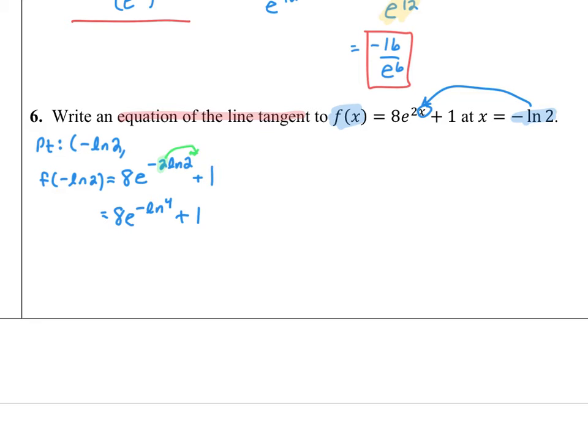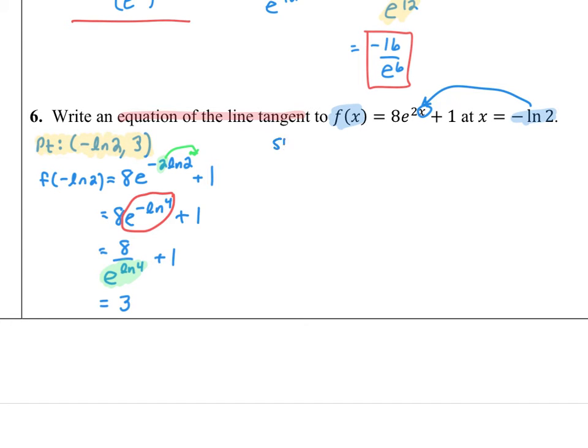So before I apply that inverse property, I'm going to take this and handle that negative exponent by putting it below the 8. And now I can see that this is going to give me a value of 4. And 8 divided by 4 is 2. And 2 plus 1 is going to be 3. So the point I'm going to use in my equation is natural log of 2, 3.